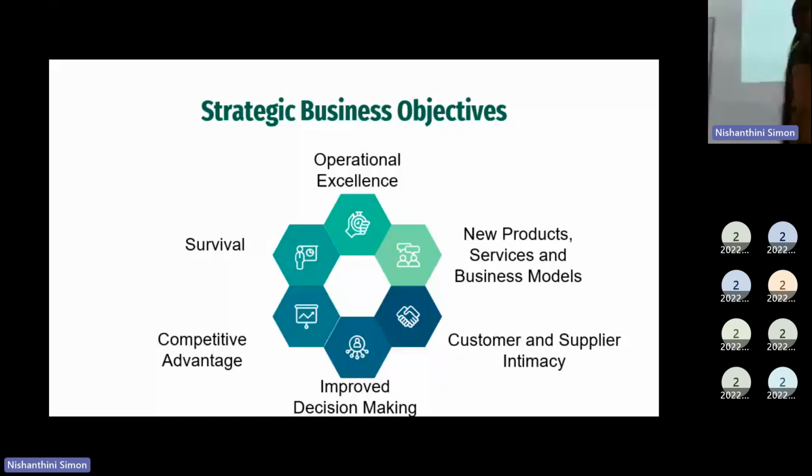Then if we do all these, if we are able to excel and do proper operations, if we are able to introduce some new businesses, products or services, at the same time if we are maintaining a good relationship with our customers and suppliers, and we are taking proper decisions, and through that we are able to run our business in a proper way, what will happen? Automatically, we will be able to achieve this fifth objective. We will be able to gain a competitive advantage, which our other competitors are not going to have.